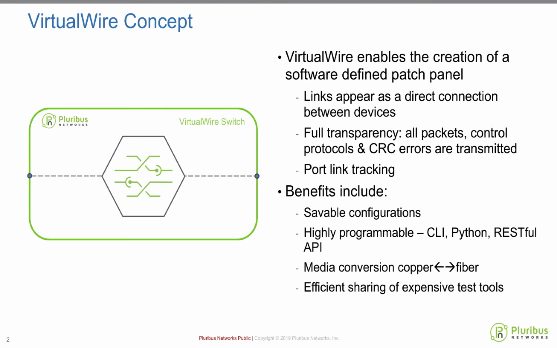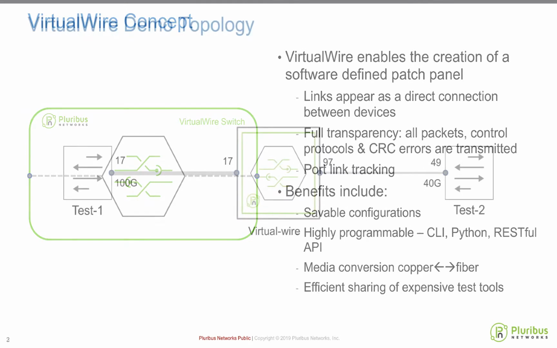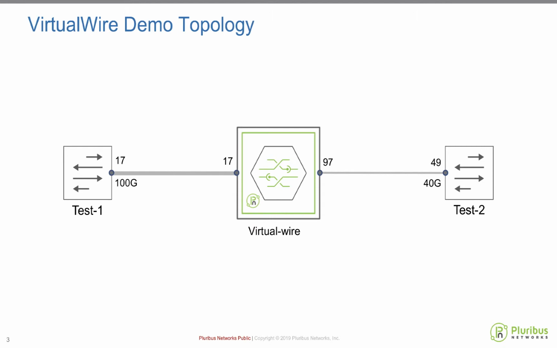Some of the benefits of VirtualWire include savable configurations, just in case you need to use the same connections at a future date, programmability via CLI, Python, and/or REST API, and automatic conversion across cable types and port speeds. Use a 100 gig fiber cable for one connection and a 40 gig copper at the other. Another neat benefit is that you can enable virtual wires to expensive shared test tools such as traffic generators and analyzers without a need to physically recable each time. Let's take a closer look.